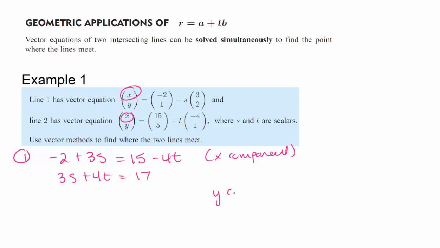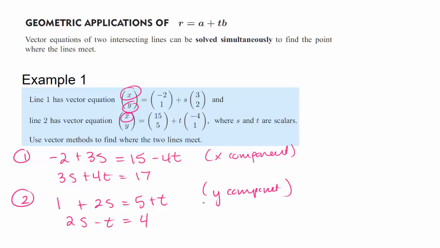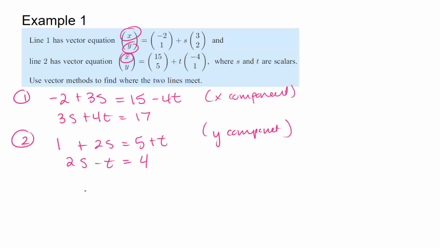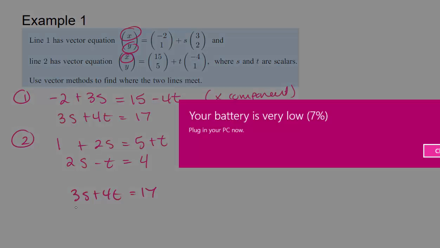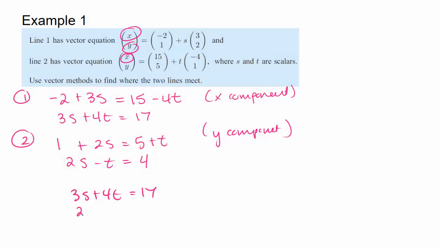For my y component, I will set my y's equal to each other. So for my second equation, I get 1 plus 2s is equal to 5 plus t. I rearrange that, so 2s minus t is equal to 4. So I can set those two equations together. 3s plus 4t is equal to 17. 2s minus t is equal to 4.